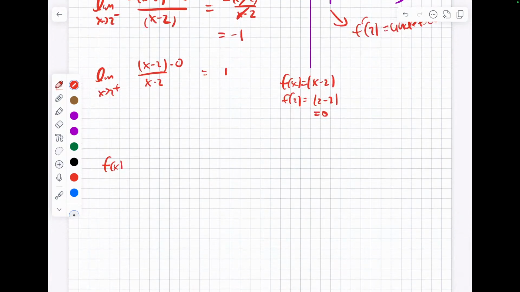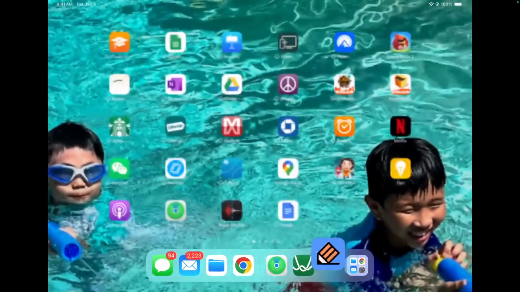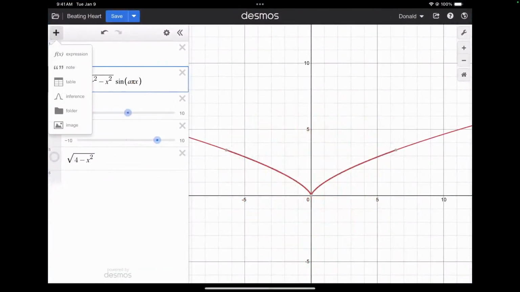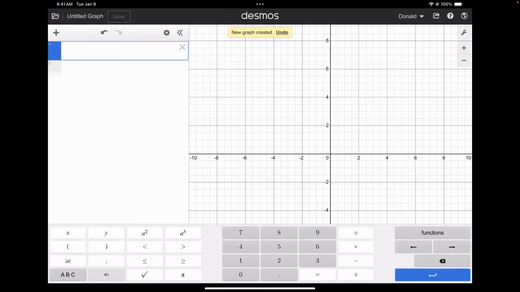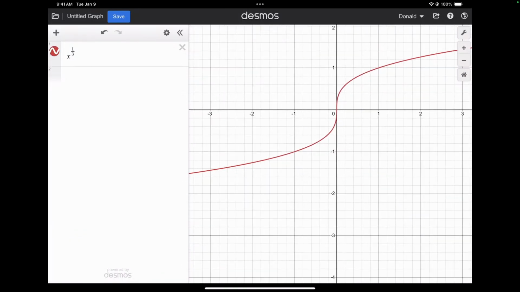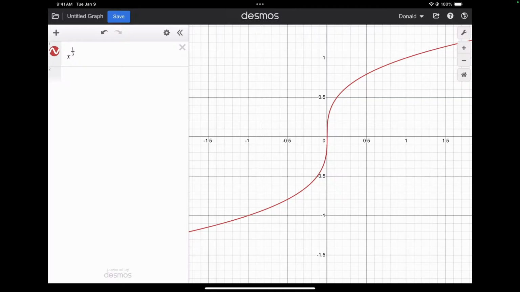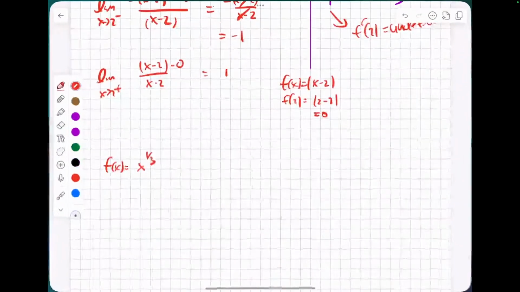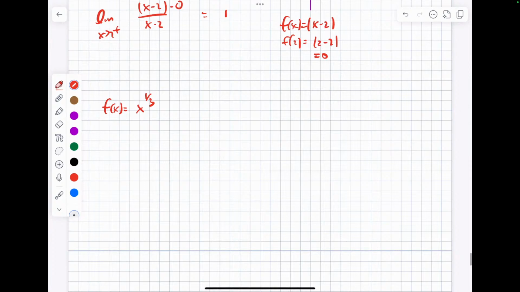There's another situation. f of x equals x to the 1/3. Let me show you x to the 1/3. It's going to look like this. Do you see it's not differentiable there? It's a vertical tangent, right? A vertical tangent is not differentiable. So here is a vertical tangent. But we're going to prove it using the alternative form of the definition. So it's going to be the limit as x approaches 0 of f of x, which is x to the 1/3, minus, if I plug in 0, it's going to be 0, over x minus 0.